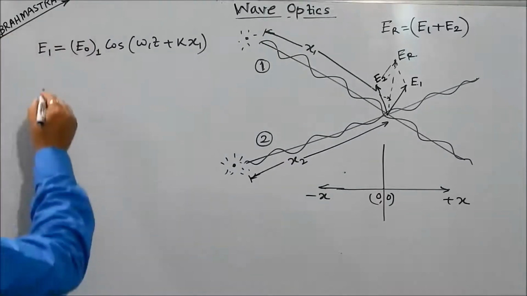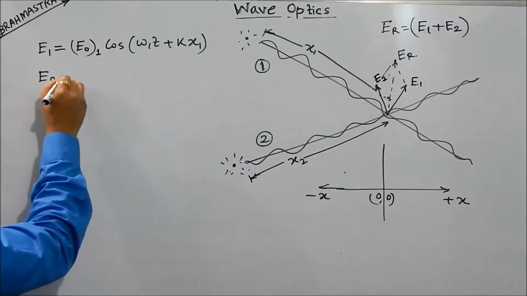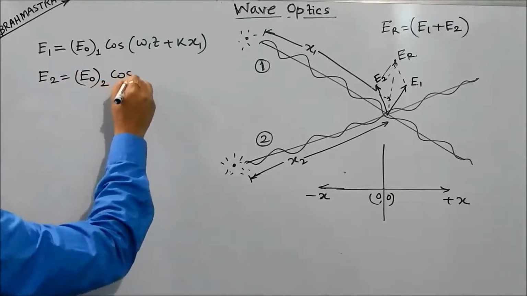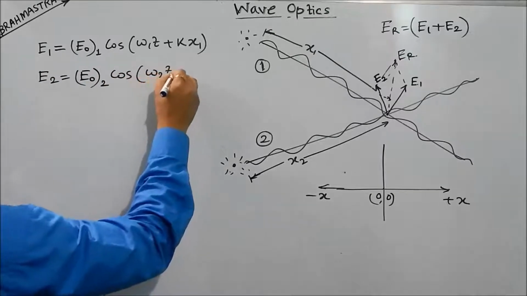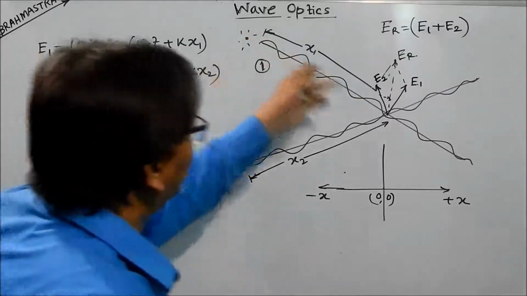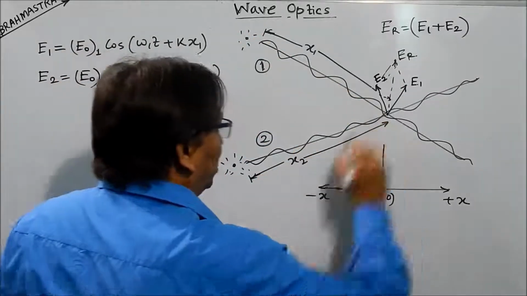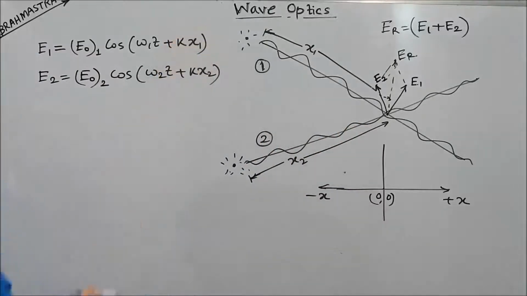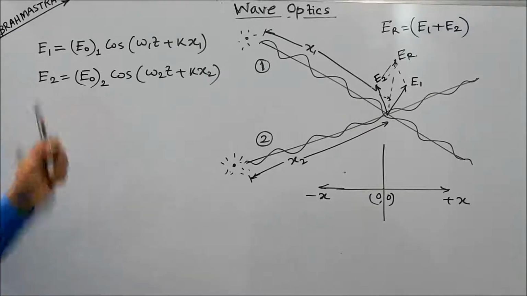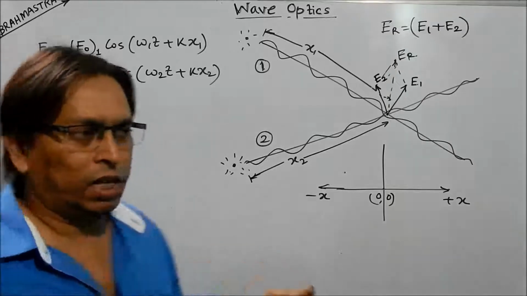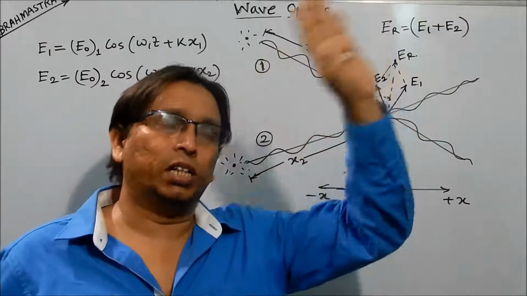The second wave will have the equation E2 equal to E02 cos(omega2 t + k x2). See, this has travelled a path x1 and this has travelled a path x2, and after that they are superposed. That's why x1 and x2 are taken. Now, what will be the intensity of these waves? If I write the intensity, from my previous classes on EM waves, you can see the suggestion at the top.